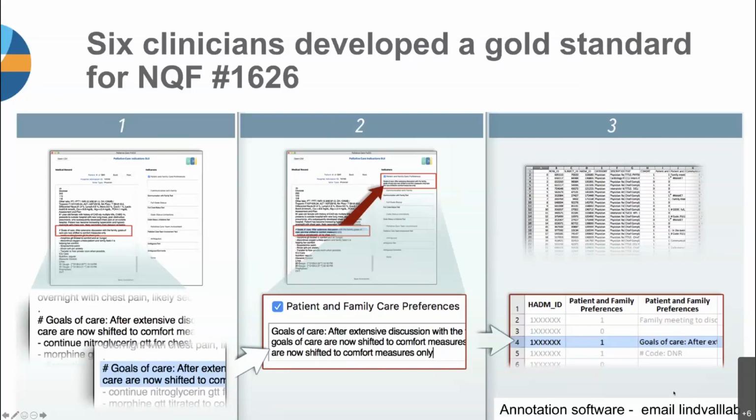And I'm happy to share we use annotation software for this process that makes it much, much easier than reading through clinical notes and using Excel or REDCap or anything like that. So I'm happy to share that.